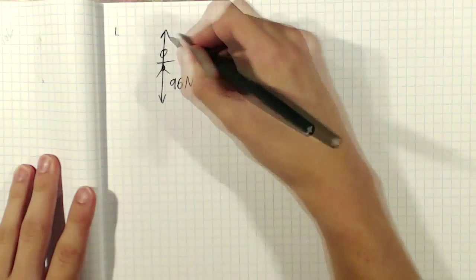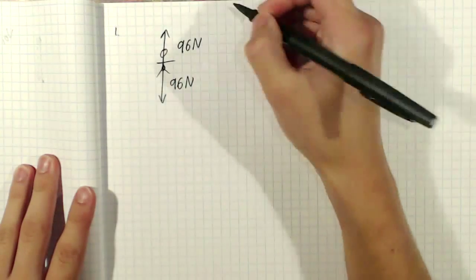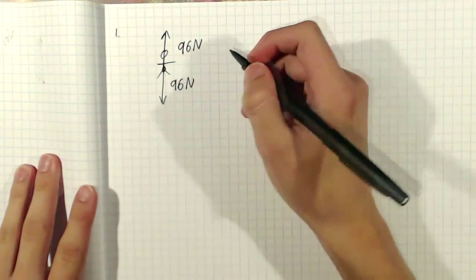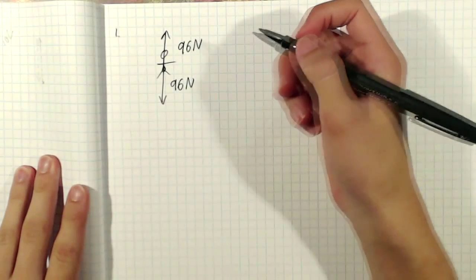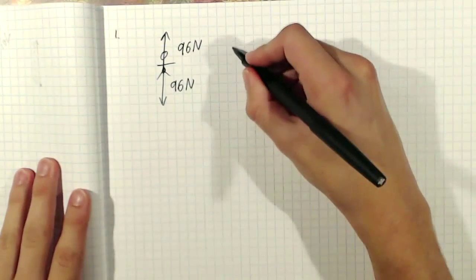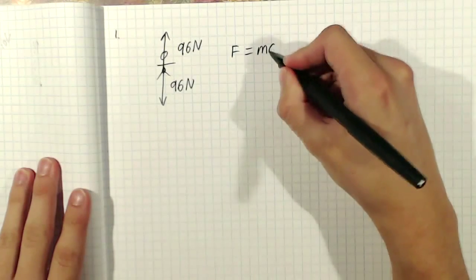Normal force of 96 newtons. That's not really important, though. It's just balancing the free body diagram. This wants to know what his acceleration is, so we just use F equals ma.